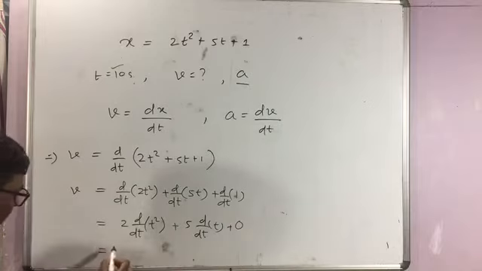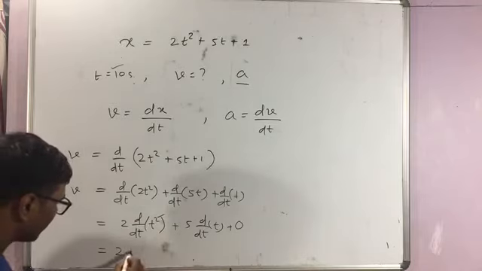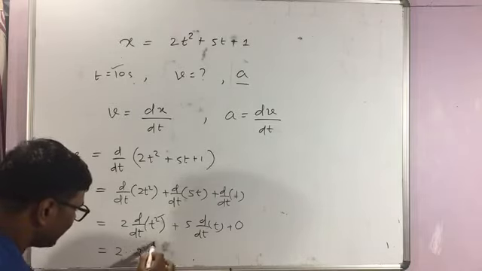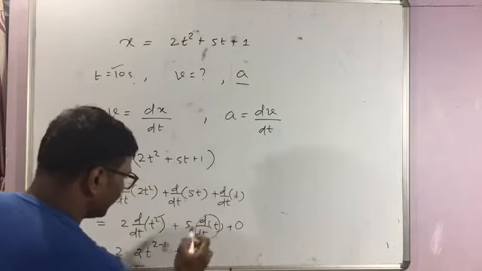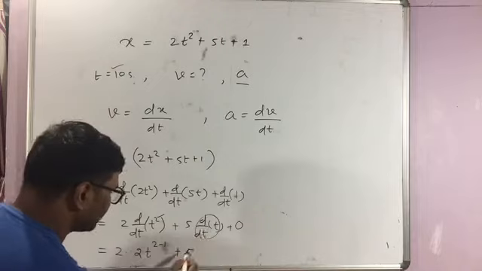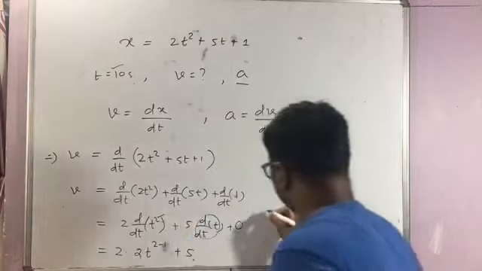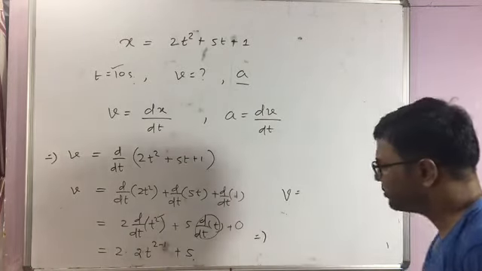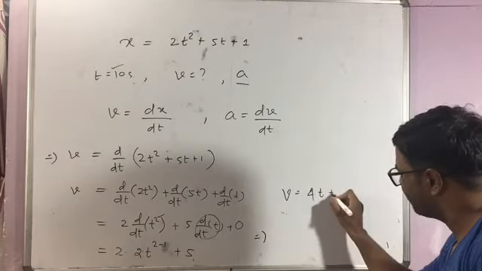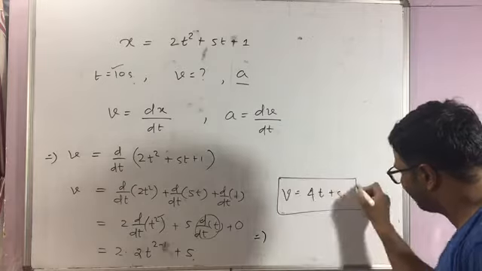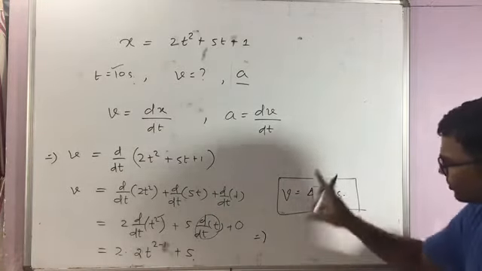Now just apply the formula. Here it is 2, the derivative of t square, where the power of t is 2. The formula gives 2t power 2 minus 1, plus 5, since dt by dt is 1, so that is 5. Which implies v is equal to 2 into 2, that is 4t plus 5. This is the function of your velocity, which means that with time the velocity changes according to this relation.